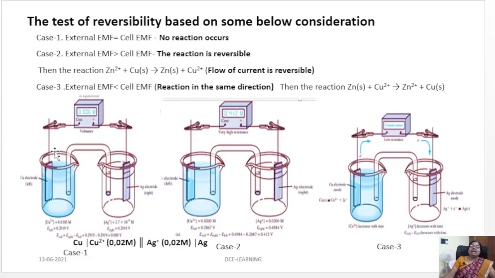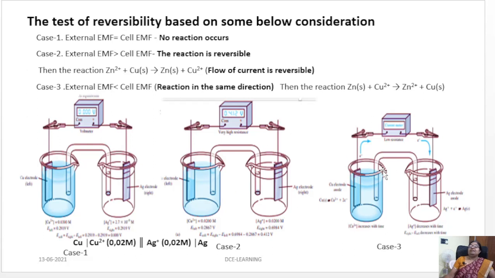In case 2, the reaction is reversible. If the external EMF is increased by a small amount, the current should pass in the opposite direction, and the cell reaction should be exactly reversible. That is, in case 2, the external EMF is greater than the cell EMF.